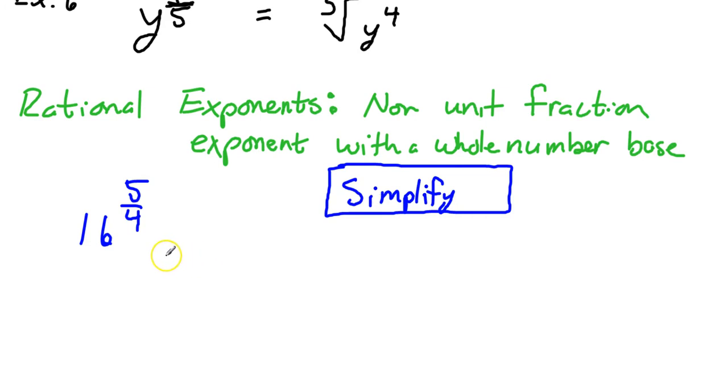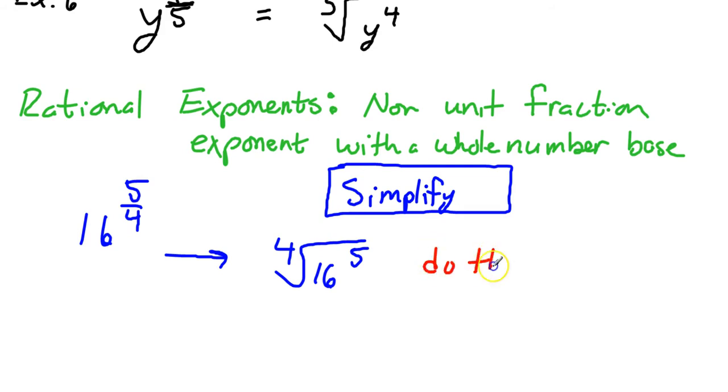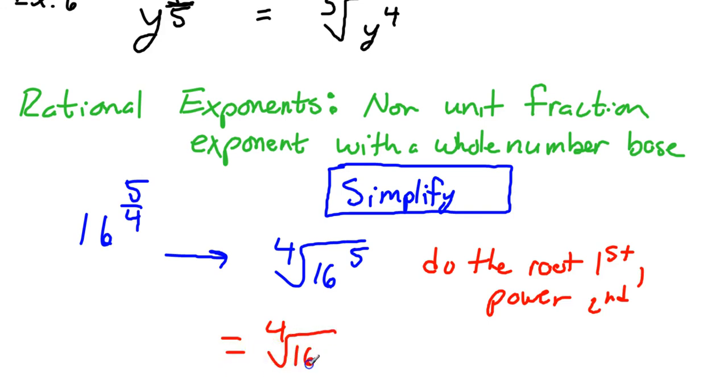So for this one, first thing is you'd rewrite it. It would be the 4th root of 16 to the 5th power. Okay, now here's what they want you to do. Do the root first, and then do the power second. So for this one, they want you to do the 4th root of 16 and then come back and do the 5th power.